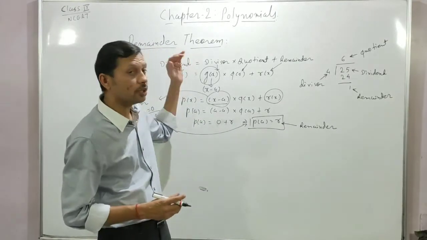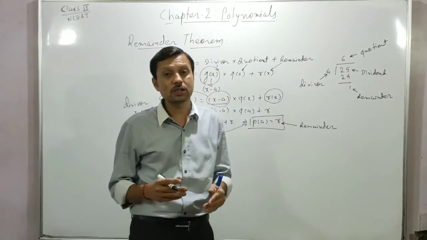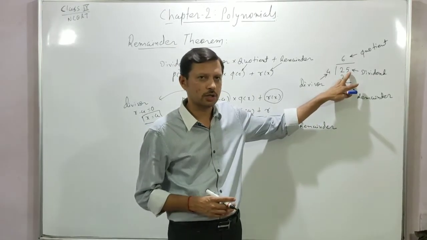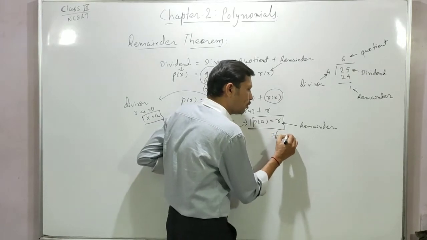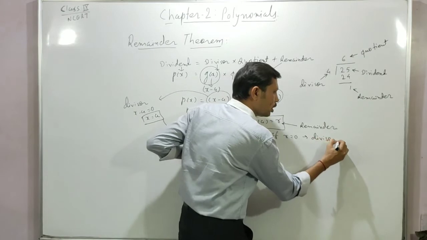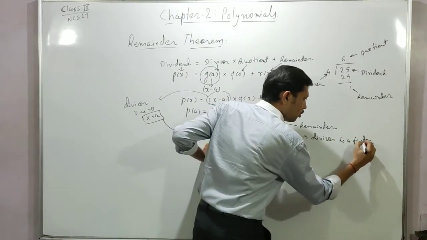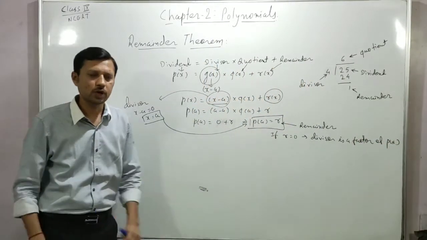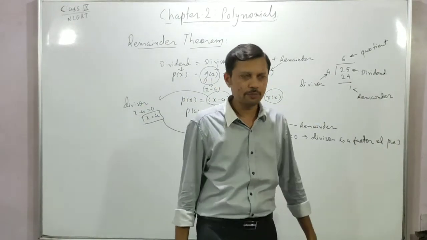And one more important thing for this remainder theorem: by the remainder theorem you can also check whether the divisor is a factor of the dividend or not, because when you get the remainder r value 0, the divisor is a factor of the polynomial. Okay, so the remainder theorem students gives us freedom from long division.